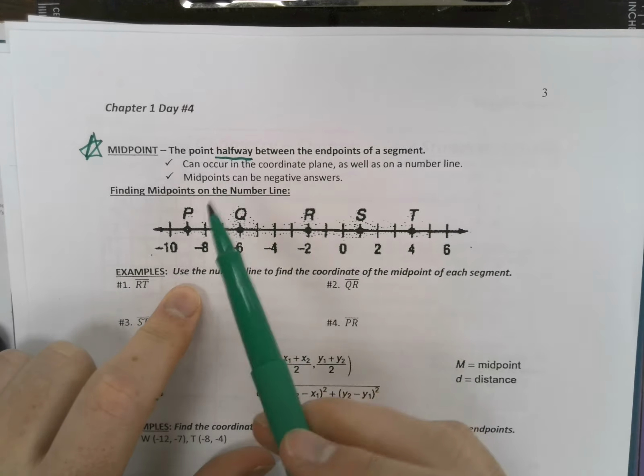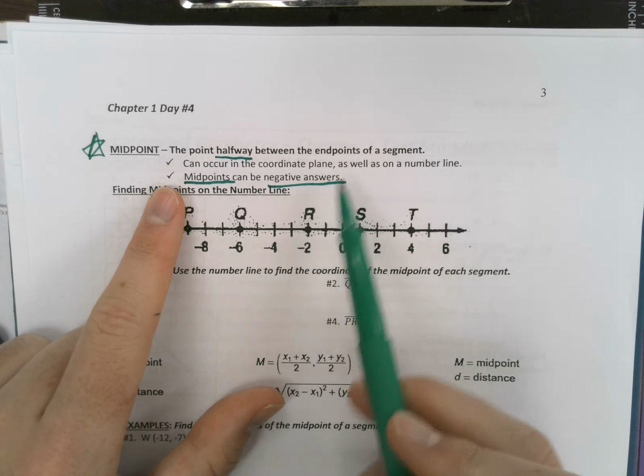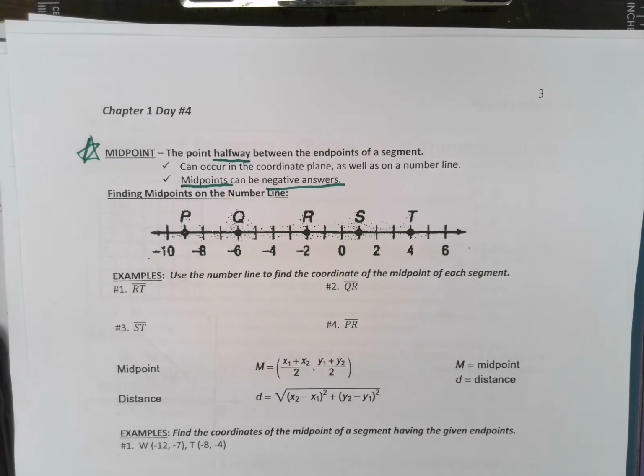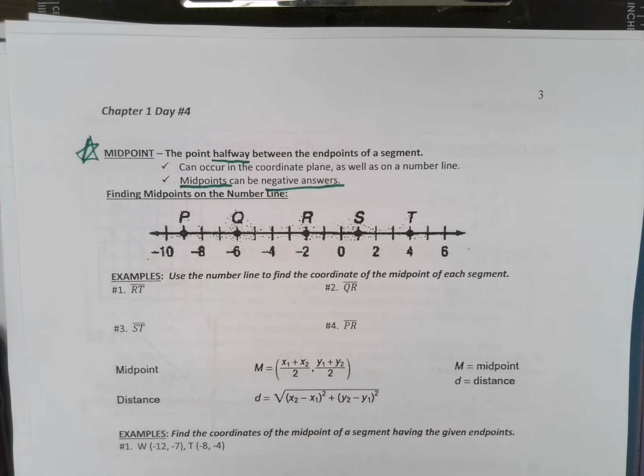And here's something to make sure you don't get mistaken by. Midpoints can be negative answers because clearly you can have points that lie in a quadrant that has negative values. That's absolutely possible. And so we see here we have a number line labeled. A midpoint is just going to be the point that lies in between a segment.